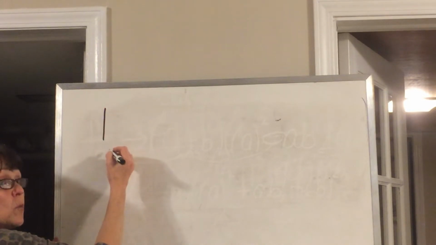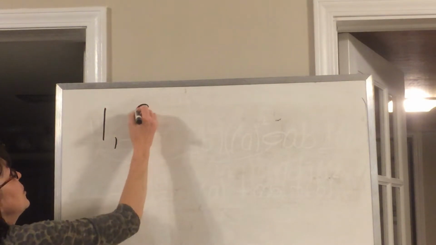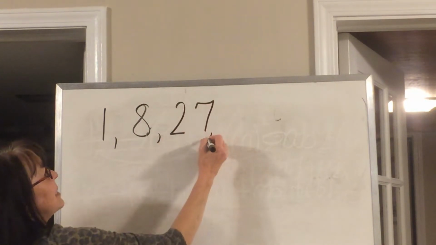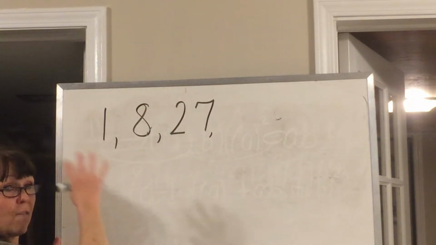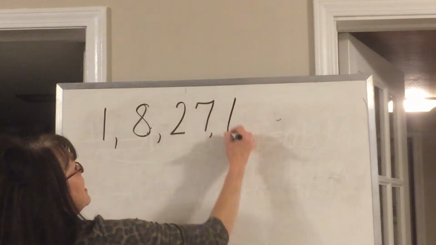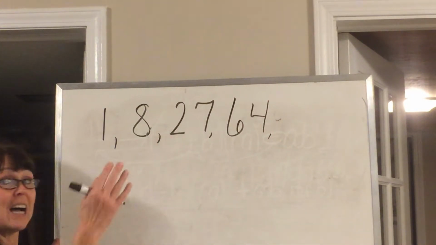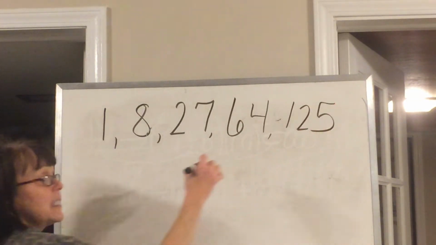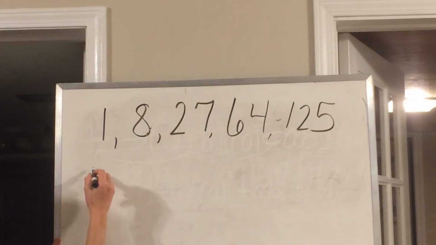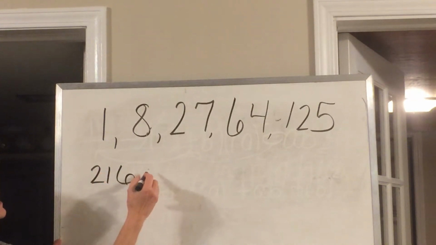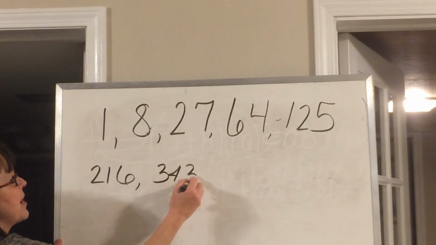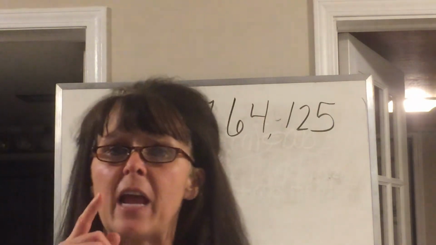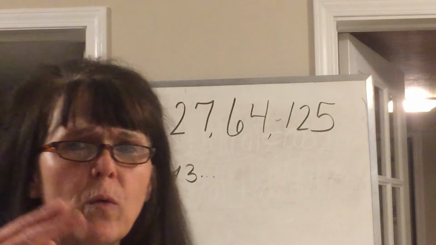So 1 times 1 times 1 is 1. 2 to the third power is 8. 3 to the third power is 27. We're on the 4 now. 4 times 4 times 4 is 64. 5 to the third power is 125. 6 to the third power is 216. And then 343. So when you see these numbers, there's a good chance it's going to be a cube problem. So you got to know how to recognize them.